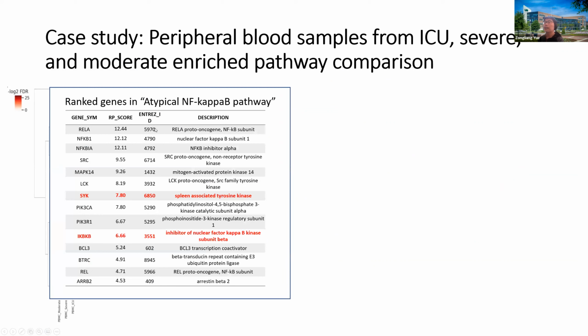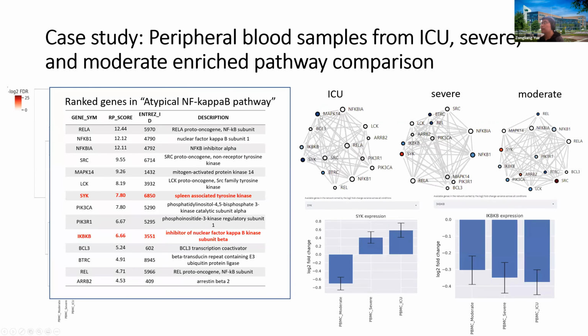So one of the pathways we have discovered is a typical NF-kappa B pathway, and it reported these two genes. You can see that in the ICU case, these genes aren't overexpressed, but in the severe and moderate cases, SYK has an association. So we can infer that if you have high SYK expression, you tend to have ICU cases.